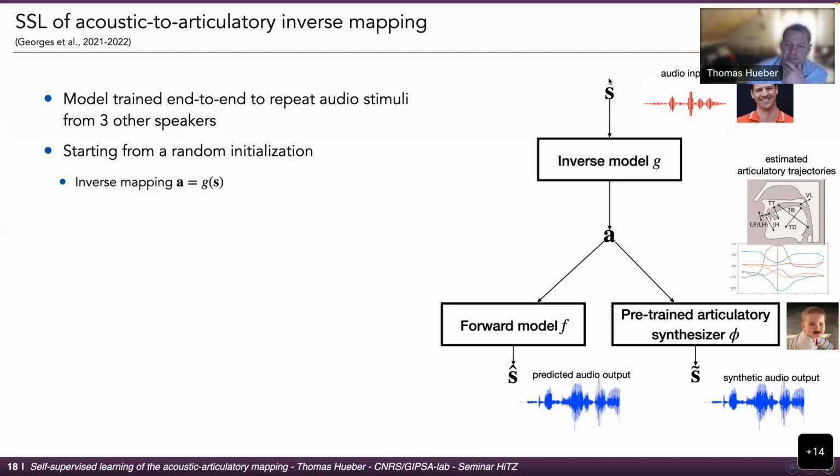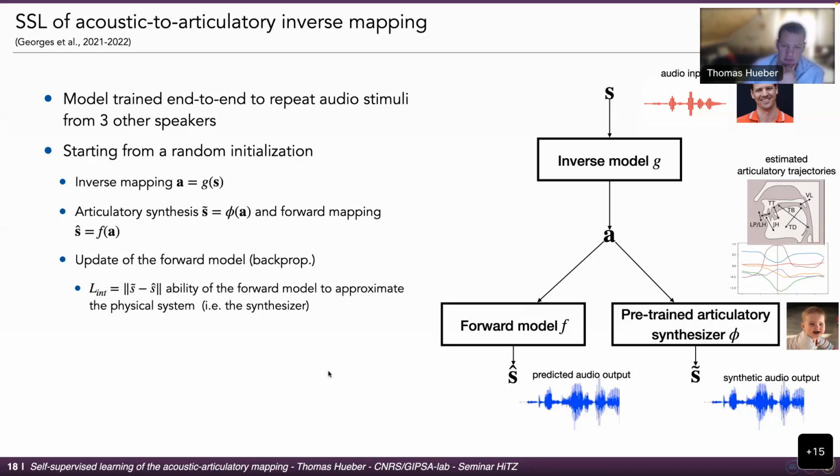So at this stage, the child is not able to produce it. But by using this synthesizer, we are now able to create some kind of knowledge, some kind of repertoire that associates articulatory commands to produced speech signals. We have the inverse mapping, we have this articulatory synthesis. This motor command is also sent to the forward model. Of course, the forward model after initialization is not good, so the predicted audio output is very far from the audio input.